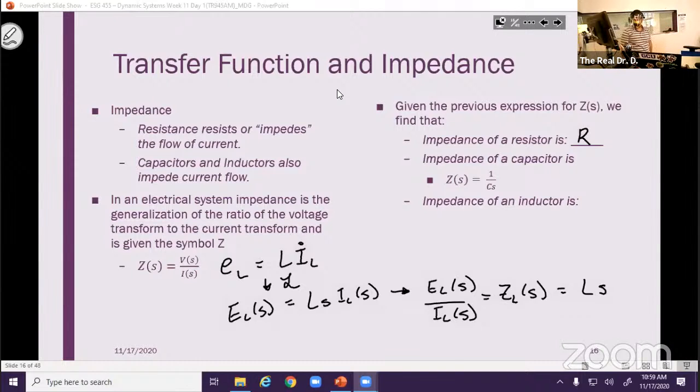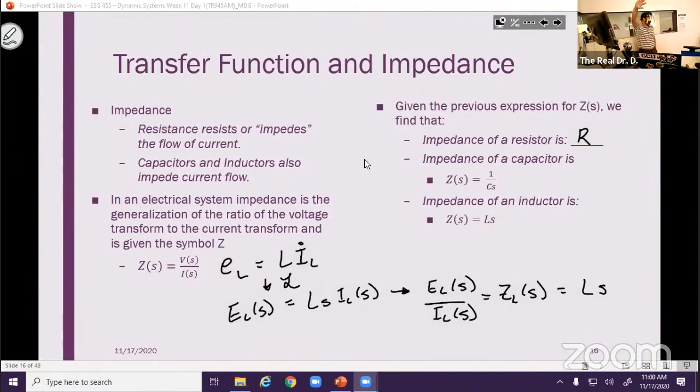So we take the Laplace transform of EL equals L I dot L. We get EL of S equals LS times IL of S. I want to create EL over IL, so all I have to do is divide out my IL, and I'm left with LS. So the impedance of an inductor is just LS.